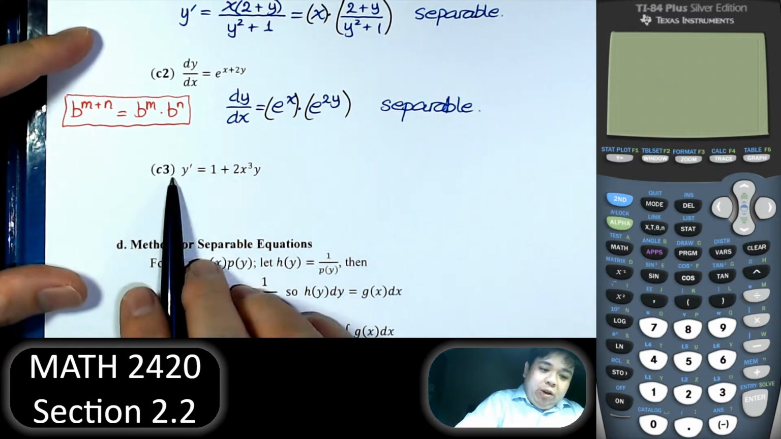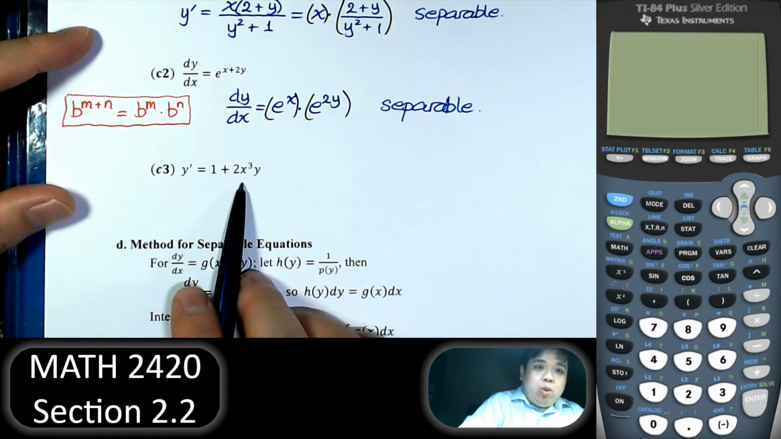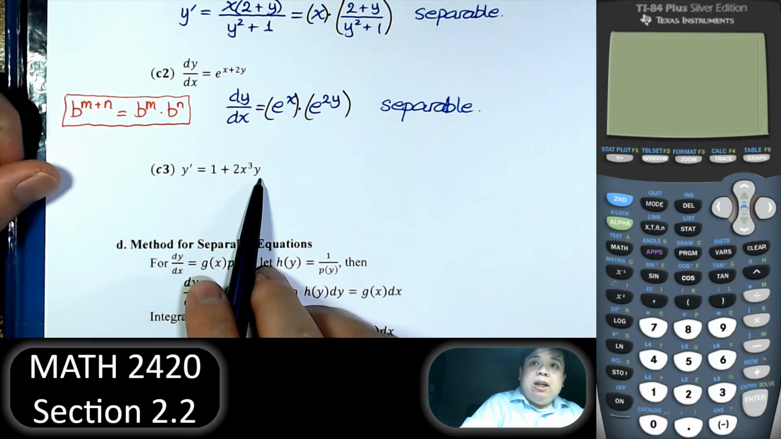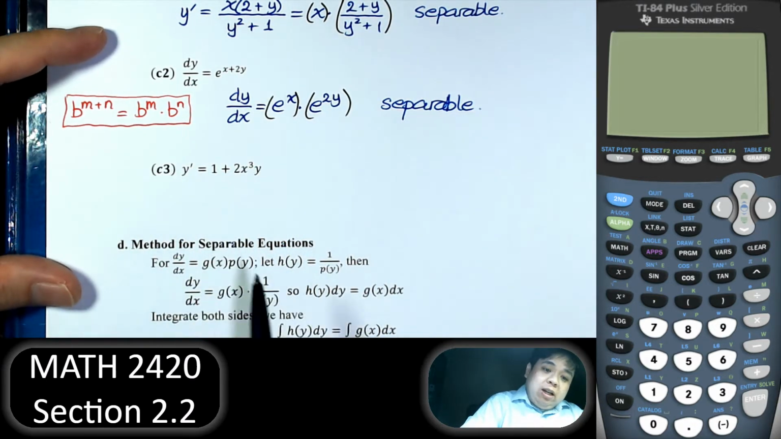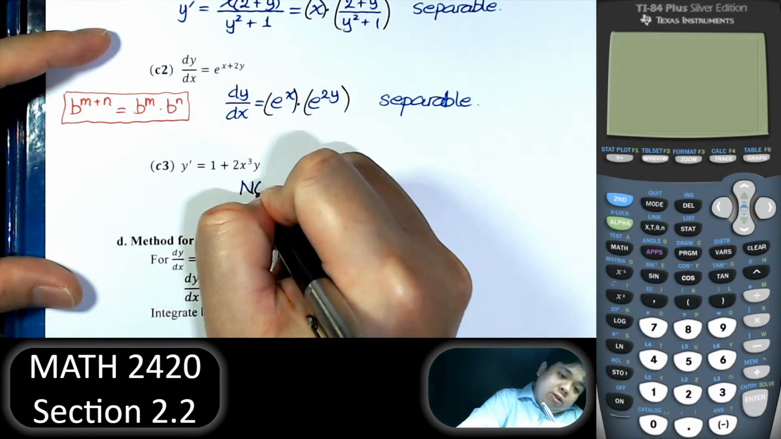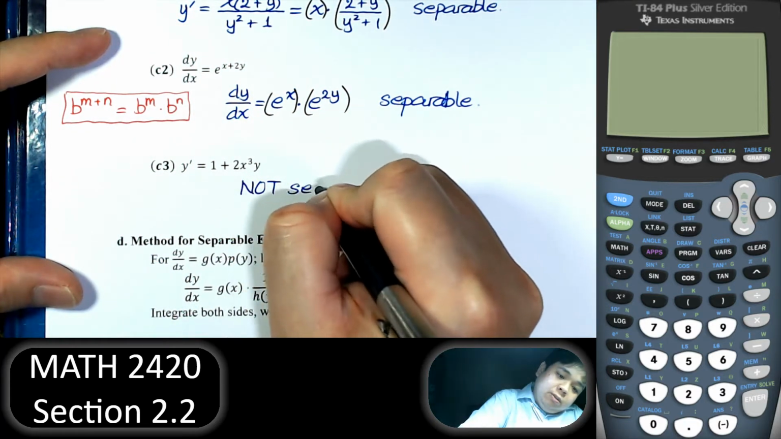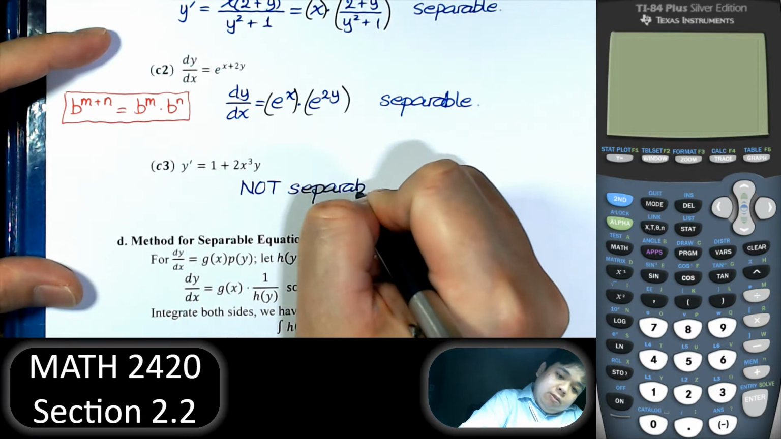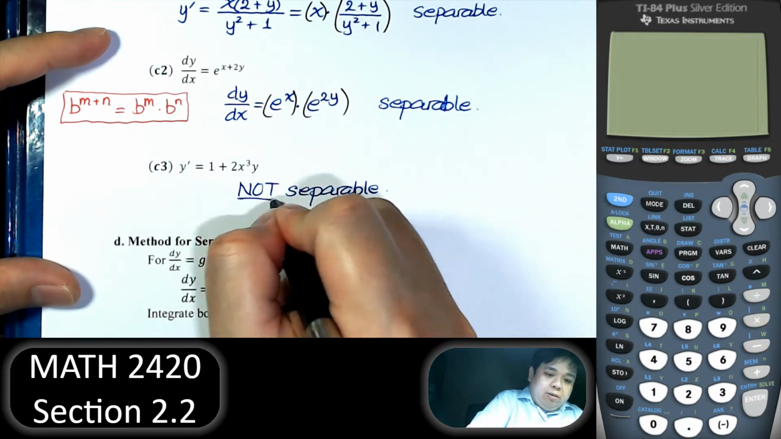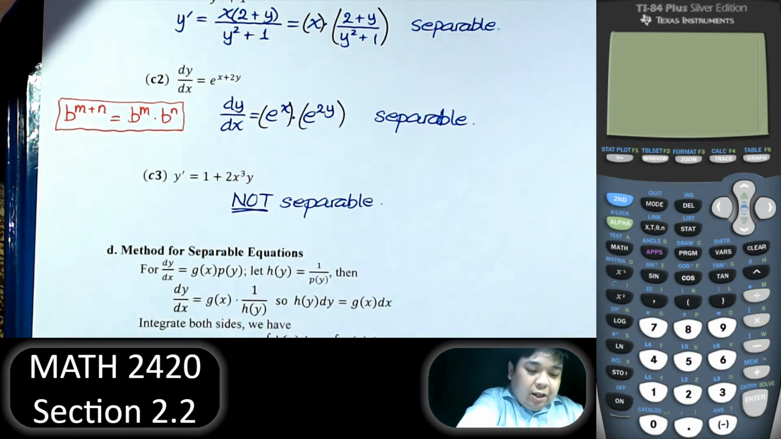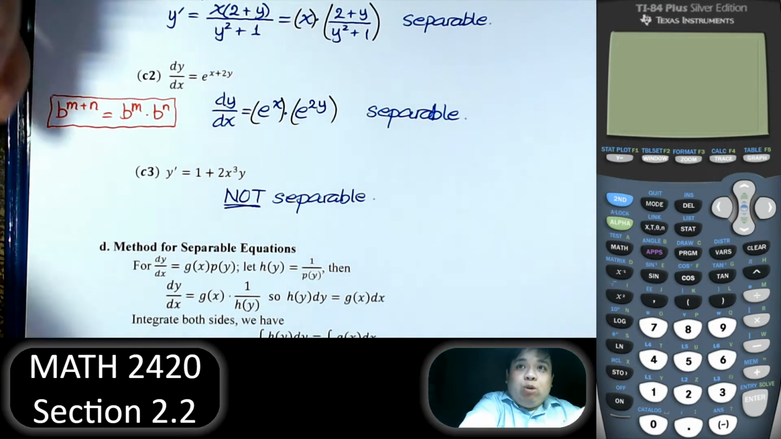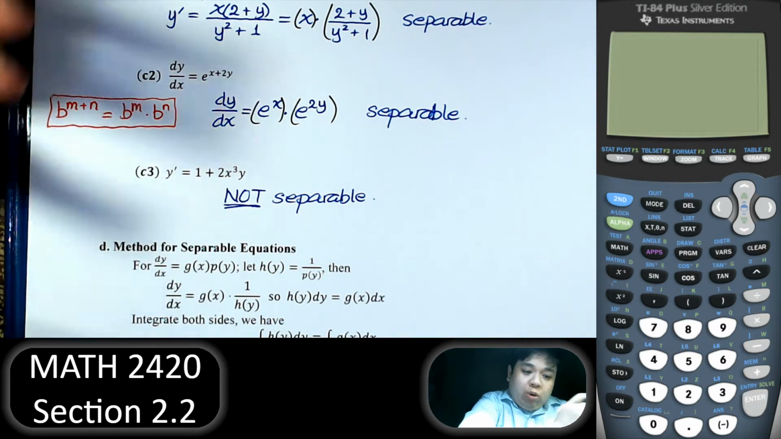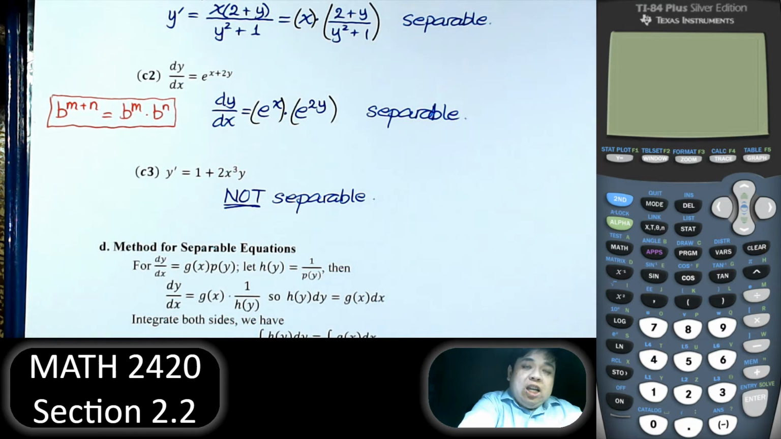Next, we have the derivative equal to 1 plus 2x cubed times y. We cannot factor, cannot do anything. So this one is not separable. The other two are. So from now we know how to determine if an equation is separable or not.